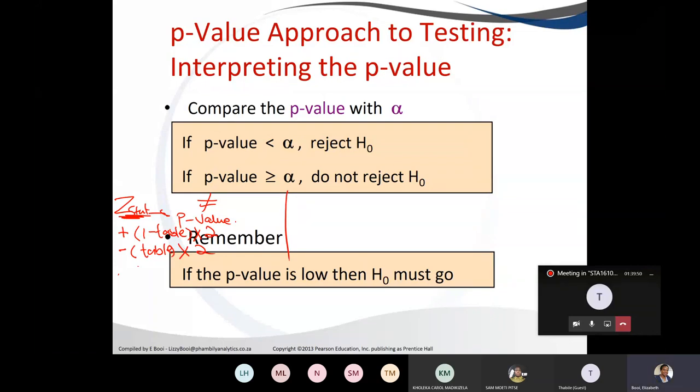I hope I make myself clear. When it's a one-sided test, whether it's less than or greater than, the value you find depends on the direction. If it's greater than, we go and find 1 minus the table value. If it's less than, that will be the value on the table. And that will be your p-value.